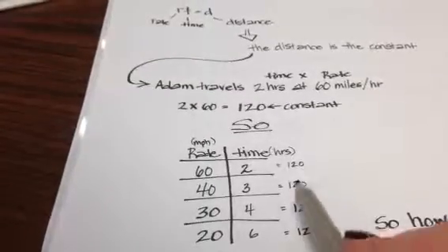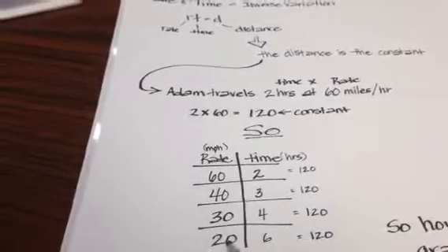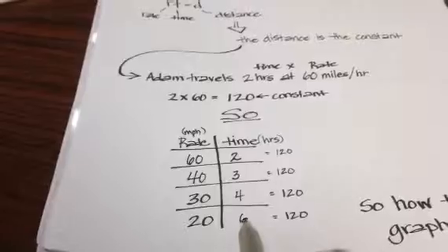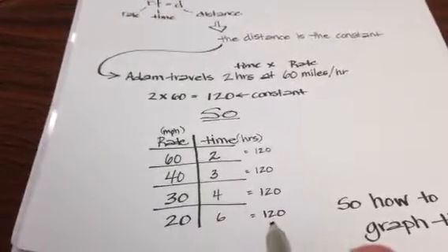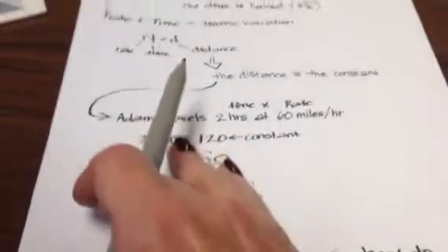Remember, my miles aren't changing. I need to go from point A to point B. That's not changing. What if I only went 20 miles an hour? It would take me 6 hours, because 6 times 20 is 120. So how are you going to graph this? Because it's going to look weird if you ask me.